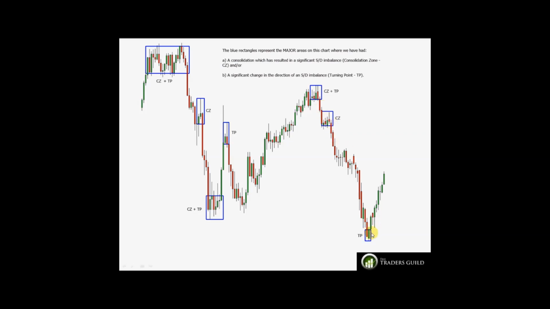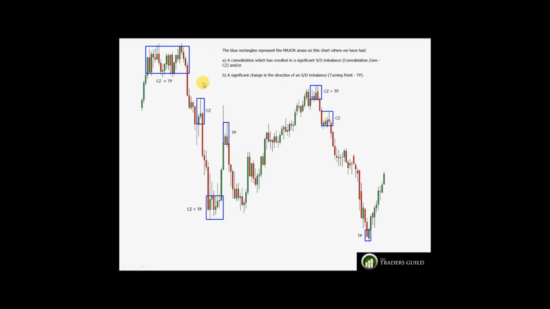And this one is obviously clearly a turning point. Price has been suddenly reversed on this time frame, and it's at a swing low. But rather than labeling the origin of a supply-demand imbalance or change in direction as a consolidation zone or turning point, it's much easier just to label them as demand and supply zones.